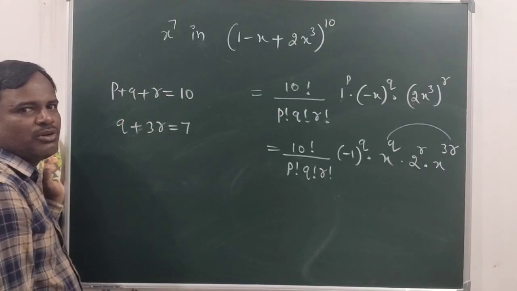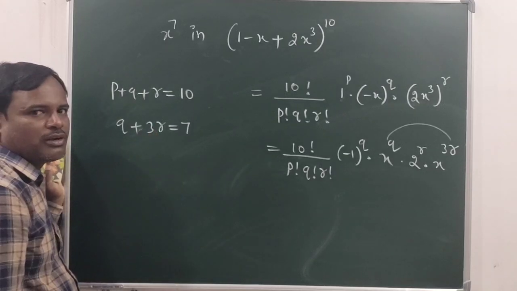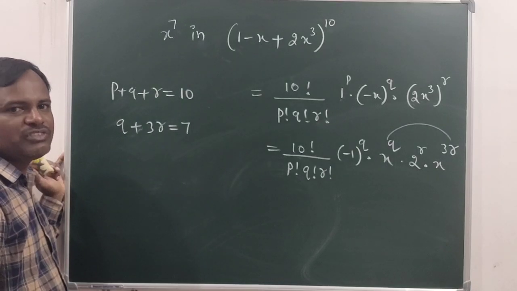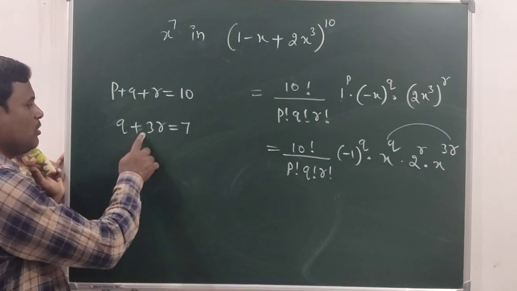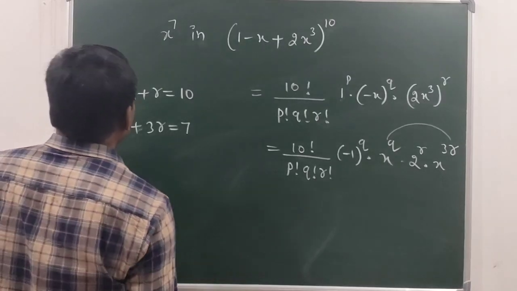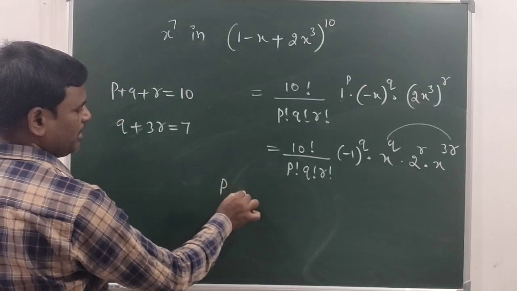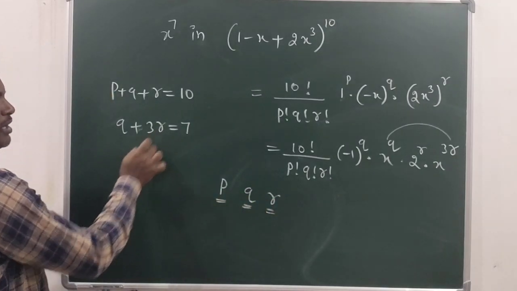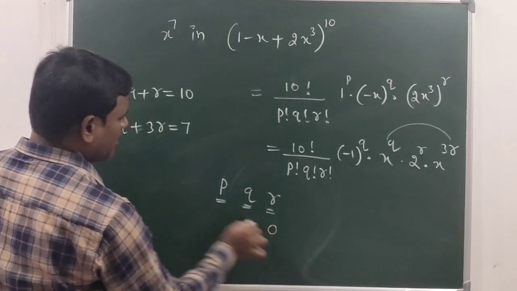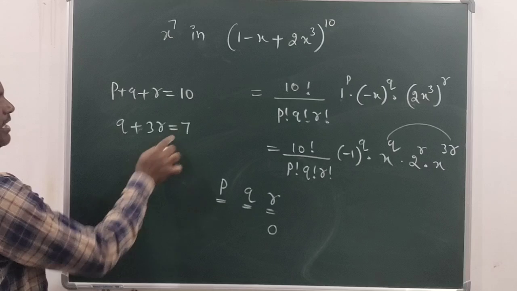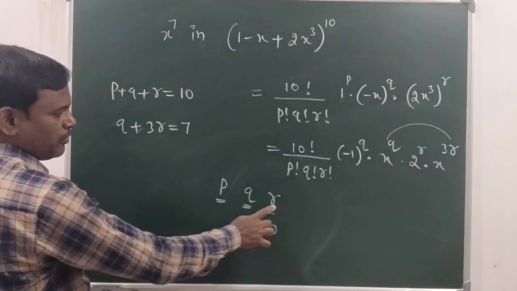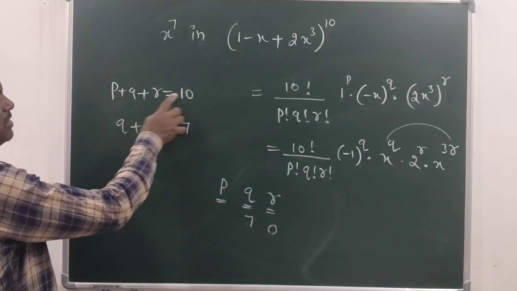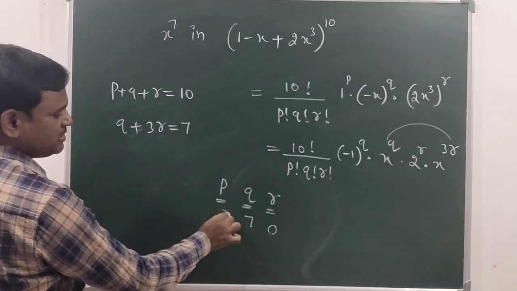On solving these two, you will get possible values for p, q, r, and those must be substituted here, so that you will get your required coefficient of x power 7. Now write the possible values for p, q, r. So first I want to put here R as 0. If R is 0, then Q is 7. And what about P? P plus Q plus R should be 10. Now P value is 3.